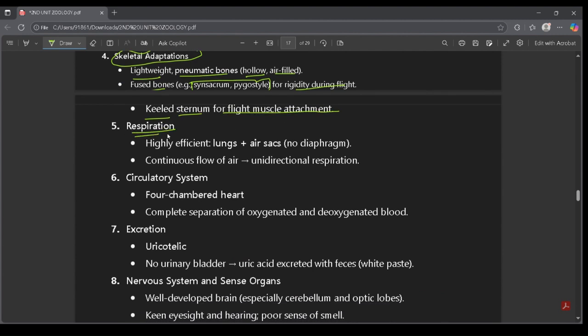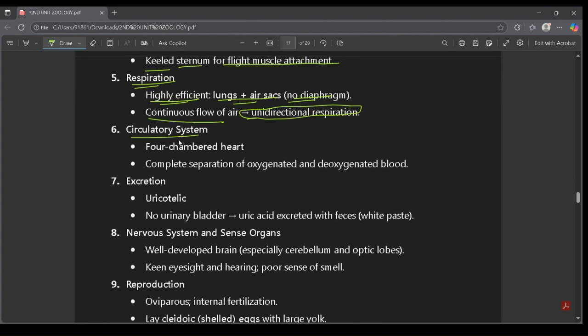Number five being respiration. They're highly efficient. They have lungs plus air sacs. They have no diaphragm. They have continuous flow of air, which is nothing but unidirectional respiration. Number six, we have the circulatory system. They have a four-chambered heart and complete separation of oxygenated and deoxygenated blood.